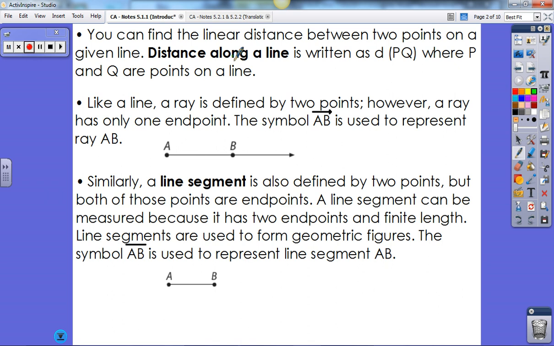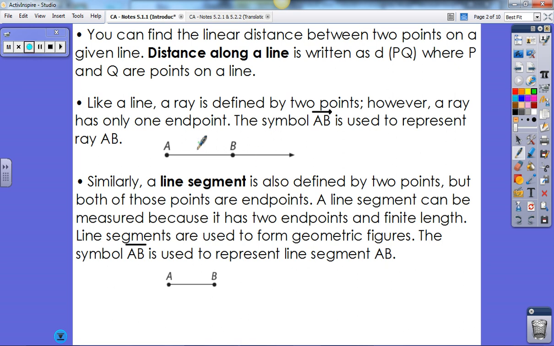We can also find the linear distance between 2 points on a line, and we're going to talk about that more actually in a later unit. But if I'm looking for the distance along the line, this is how it would be notated.